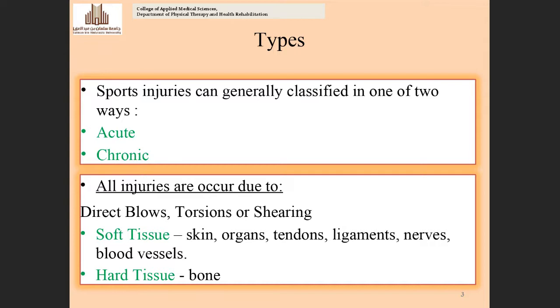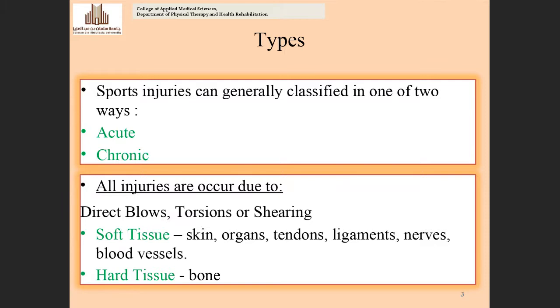But when you come to sports injuries, it is a little different. I will explain how it is different from musculoskeletal injuries. Generally, you can say all sports injuries are acute. I will explain acute and chronic injury in detail in the forthcoming slides. These injuries are due to direct blows, torsions, or shearing, right? If there is any direct contact between objects, there is a chance of injuries. Torsion means rotatory force, and shearing force means abnormal opposing forces. These forces may produce injury to the structures.